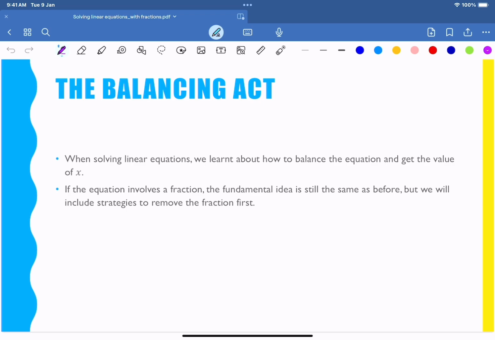Now, what if the equation involves a fraction? The fundamental idea is actually the same as before. We are also going to balance the equation, but this time around with an added flavor. And the added flavor is really to remove the fraction first. Without further ado, let us look at one example.